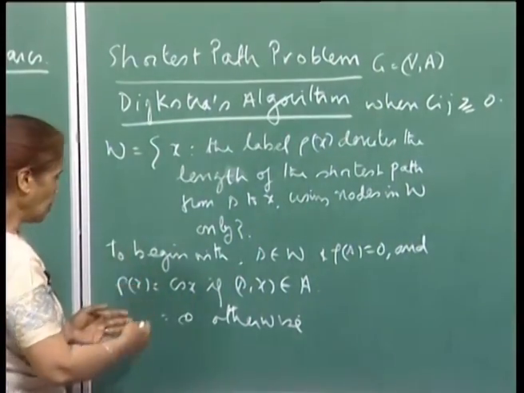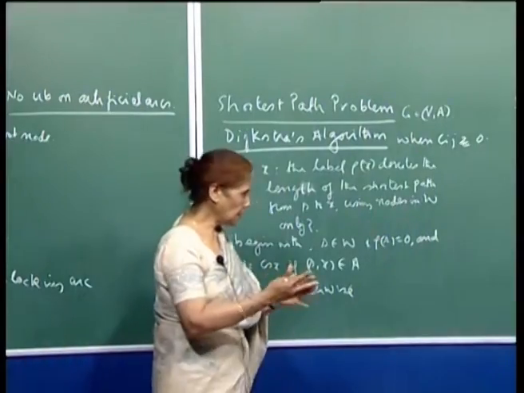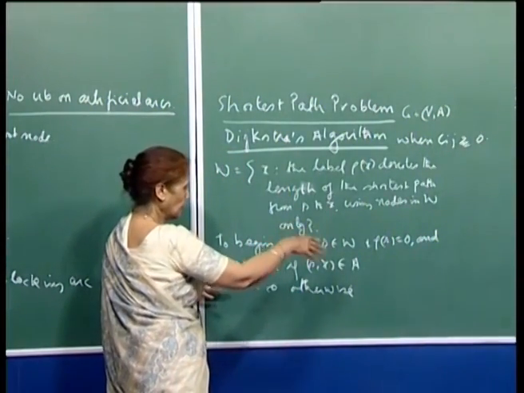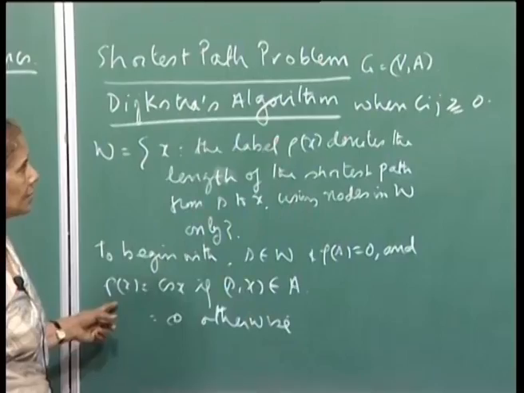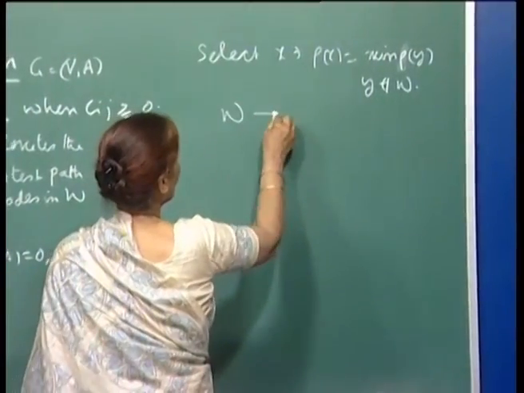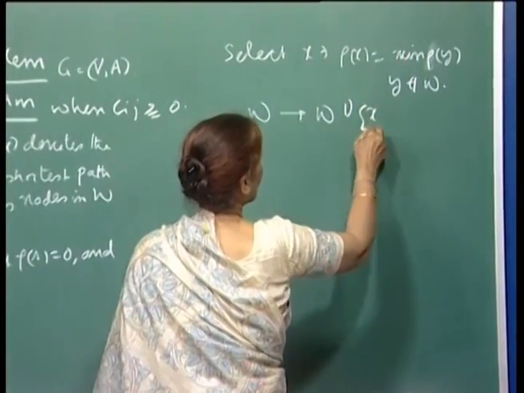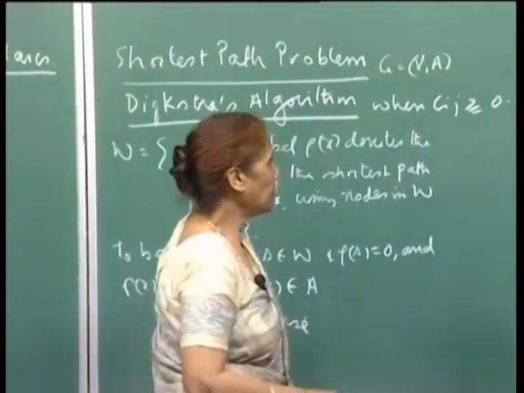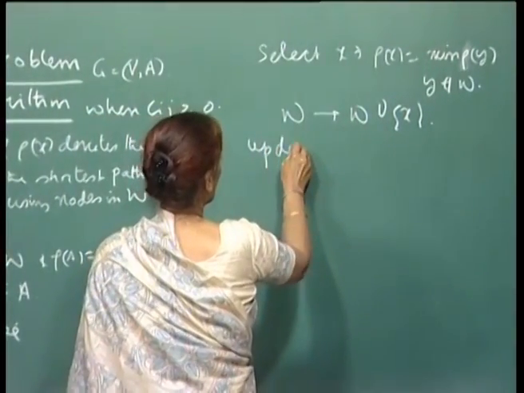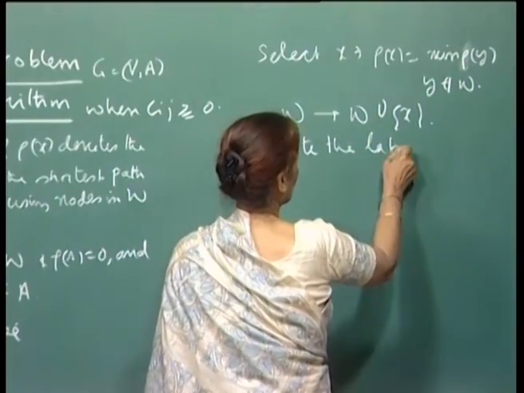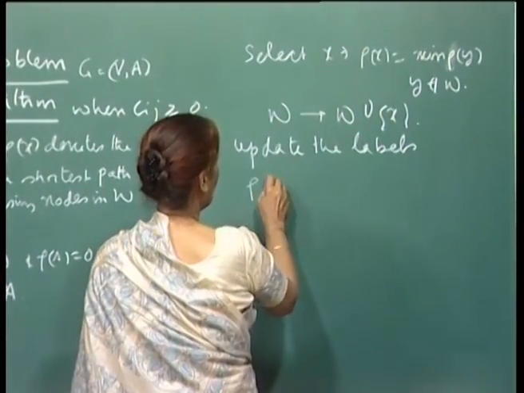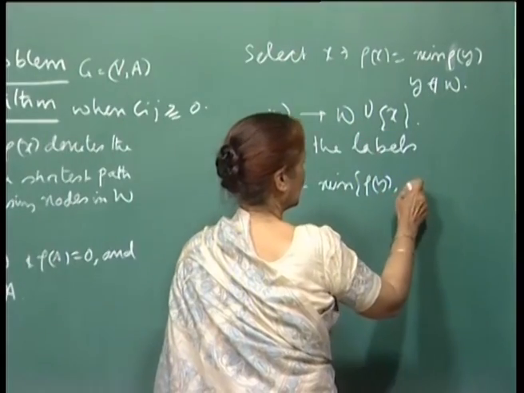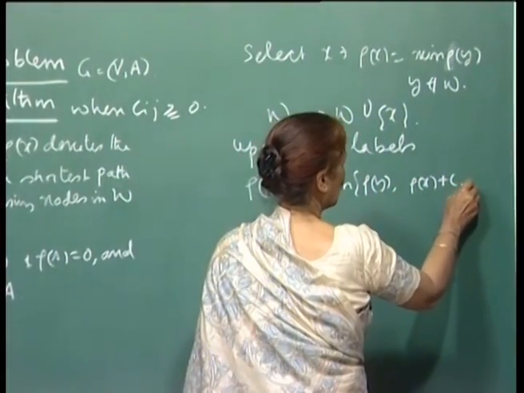So, all the labels are defined here in the beginning. Then I will pick up that node for which the label is the smallest among all nodes outside W. Initially only S belongs to W, then you have labeled all the nodes, and you look for the one with the smallest label and select that node, and then W goes to W union X. You continue and then update the labels: rho y as the minimum of the old label and rho x plus C x y.